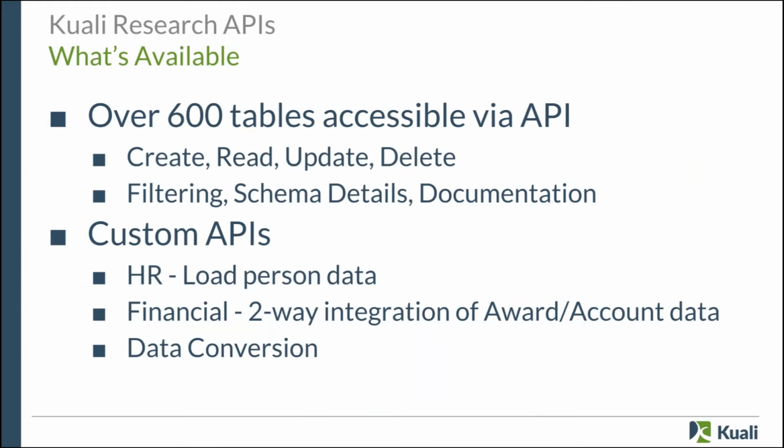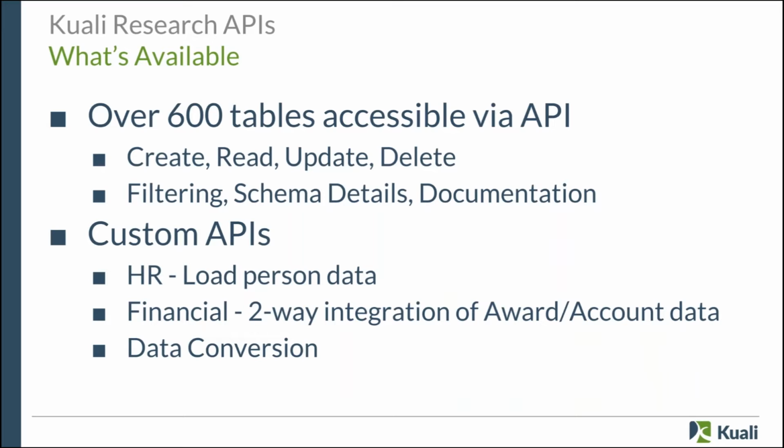So what's available? So what can you actually do with these APIs right now today? The Kuali Research data model is big, as folks who've looked under the covers know. We have over 600 tables that are now directly accessible via our APIs. The functionality includes full create, read, update, and delete using those web verbs that I talked about before. We've got some really great features associated with those, so you can filter on resources that you're looking for. You can see the schema details of each of the endpoints and understand programmatically how you would deal with them. And we've also got some really robust documentation that describe how you can interact with each of these.